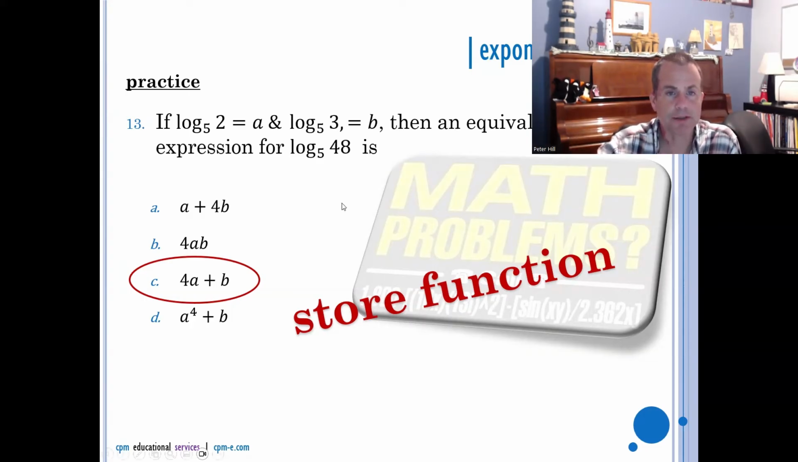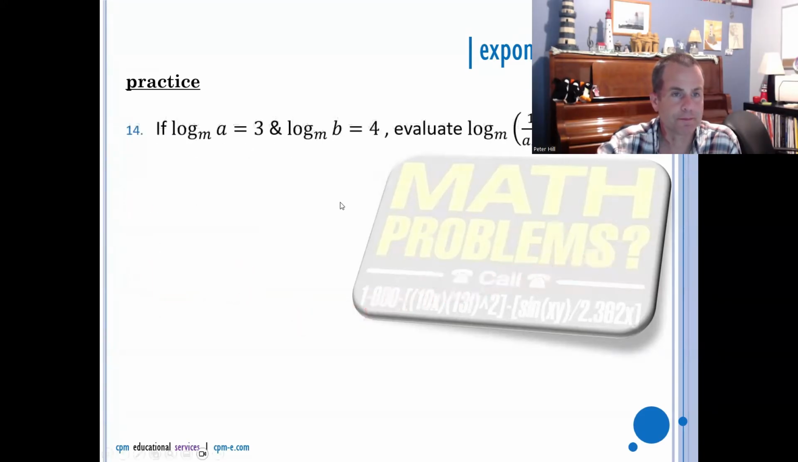Okay, awesome. If log base m of A is 3 and log base m of B is 4, evaluate log base m of 1 over AB. Now, this is a very similar question to what I just asked you.